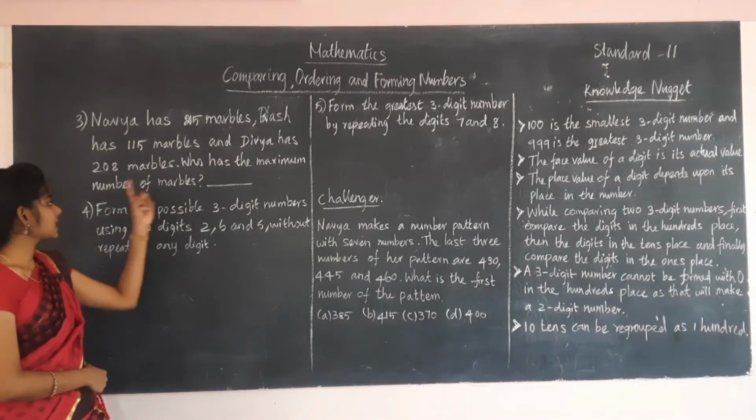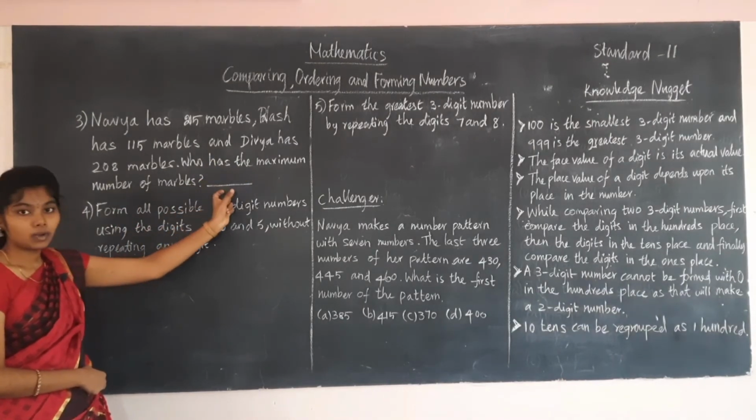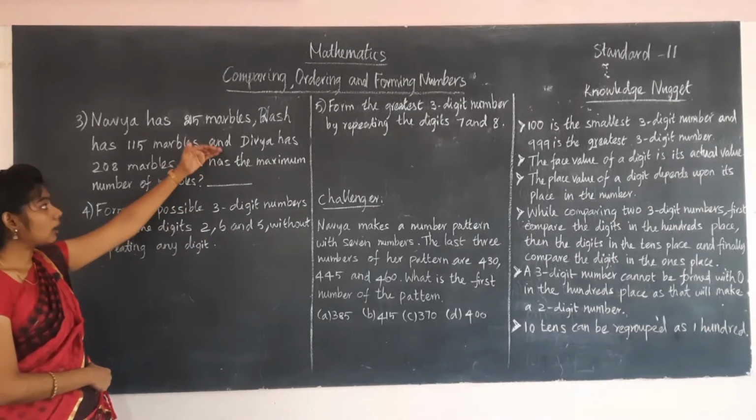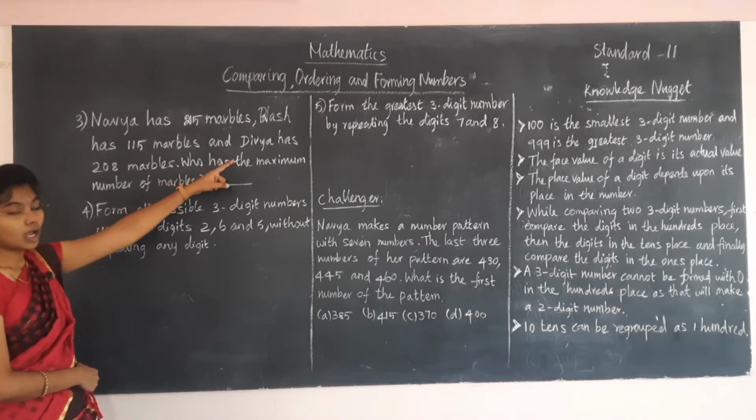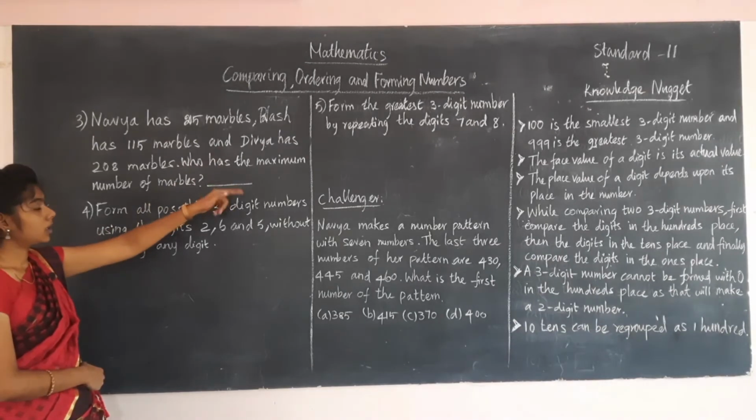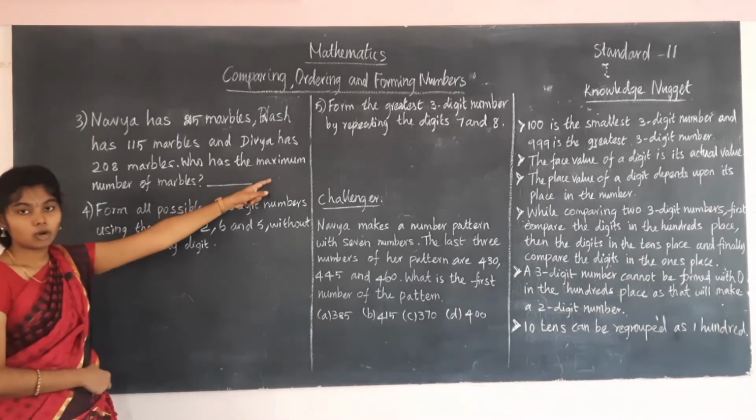Who has the maximum number of marbles? They didn't ask the number, they asked who is having. So we have to say the name of the person: Navya or Plash or Divya. So we have to mention any one of the names, that is, who is having the maximum number of marbles.